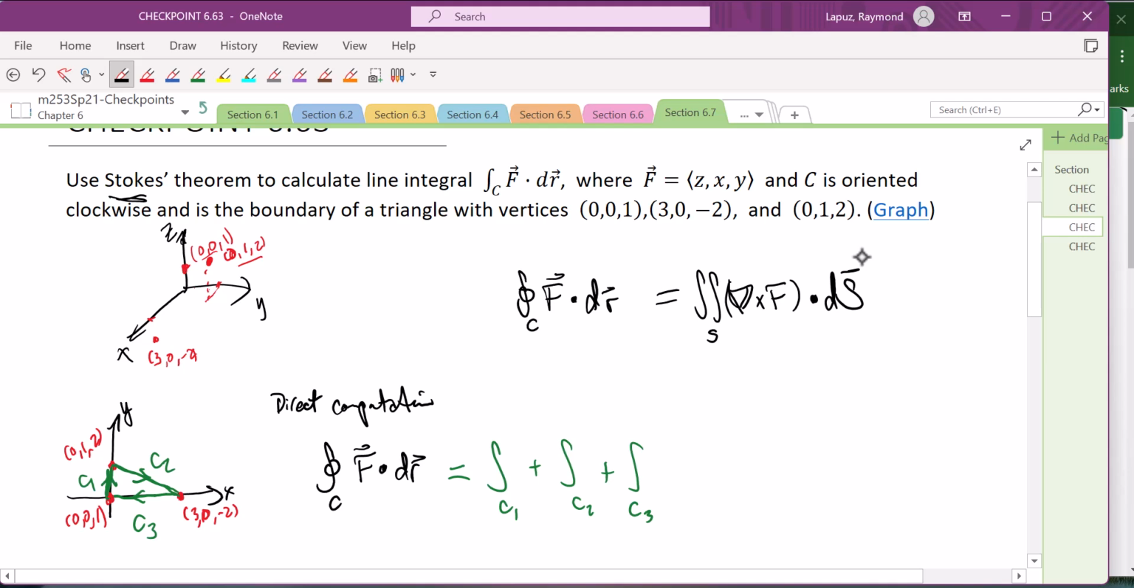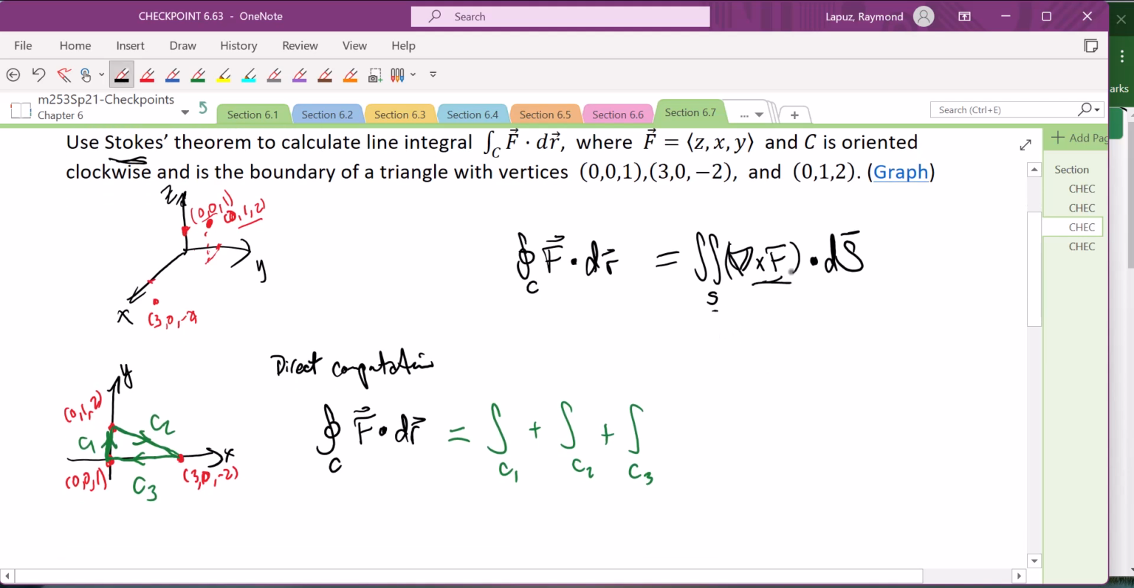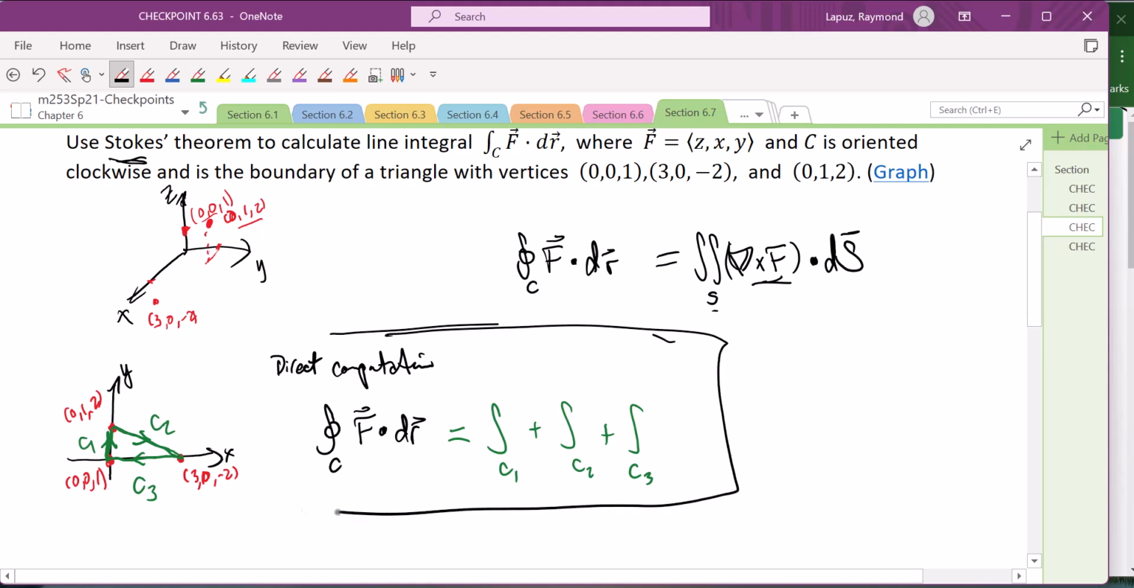So what we need to do is define a surface S in this scenario, and we also have to find the curl of this vector field. Alright, so let's set this direct computation aside and do this in pieces. Let's find the curl first.